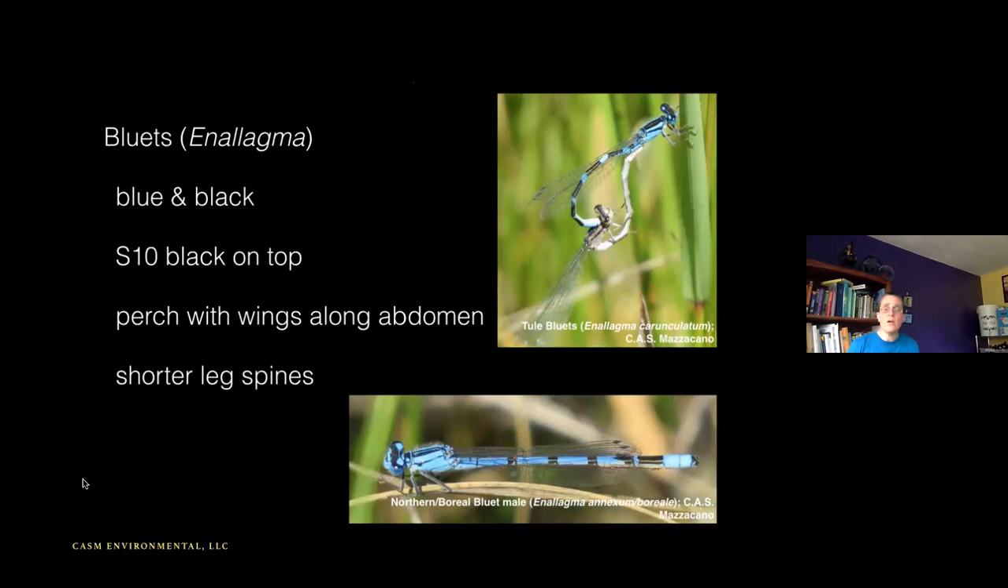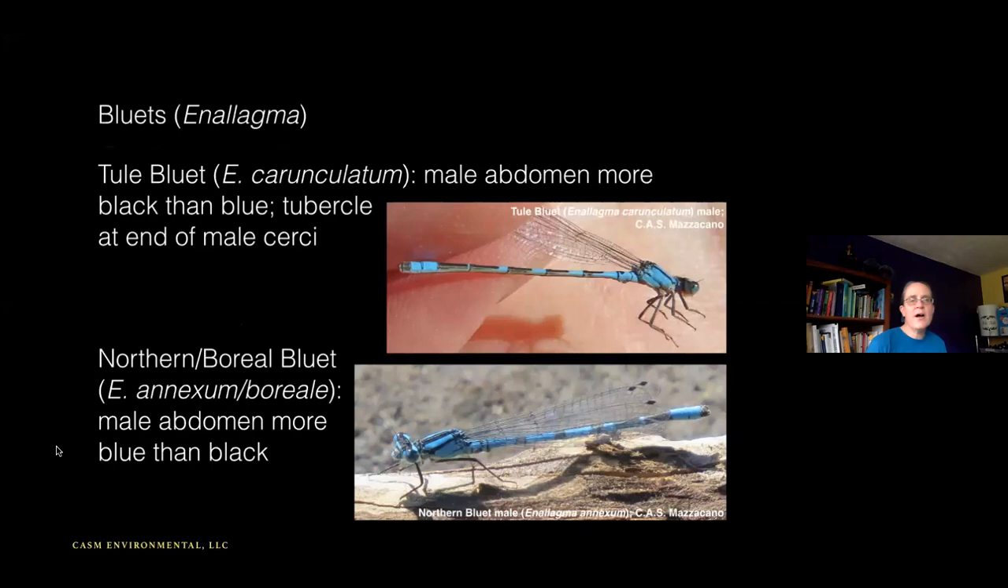And occasionally we have seen what are called nobos. And nobo is shorthand for either a northern bluet or a boreal bluet. They look really, really similar, and you've got to get a very close look at the male genitalia to be able to be sure. Now, the difference, at first glance, between a tule and a northern or a boreal bluet is that the boreals, the nobos, have more blue than black on their abdominal segments. The tules have more black than blue on most of their abdominal segments. And that's actually something that shows up pretty obviously, even if you're looking at them when they are perched. And that's basically what I just said here.